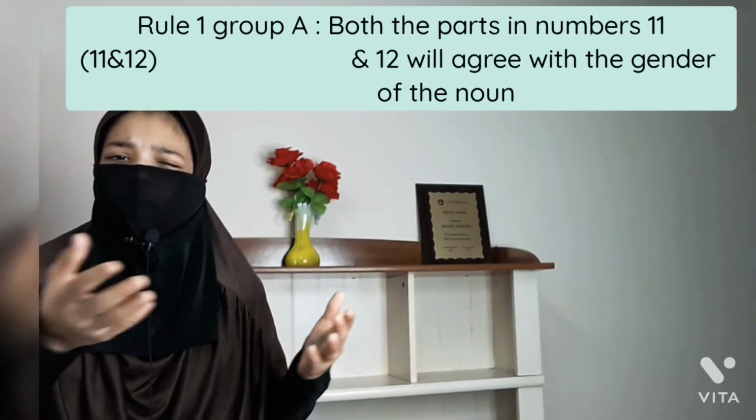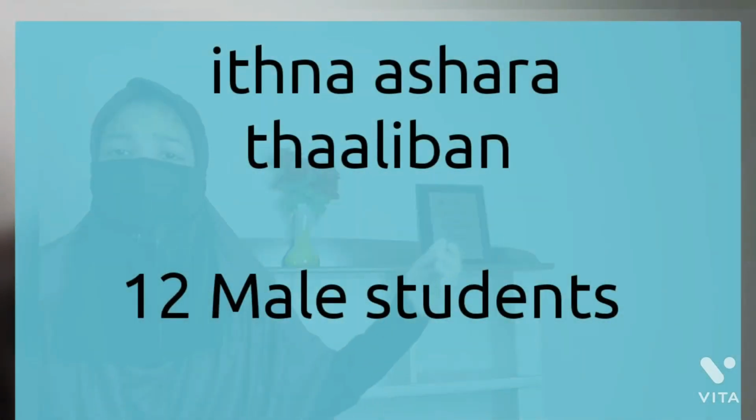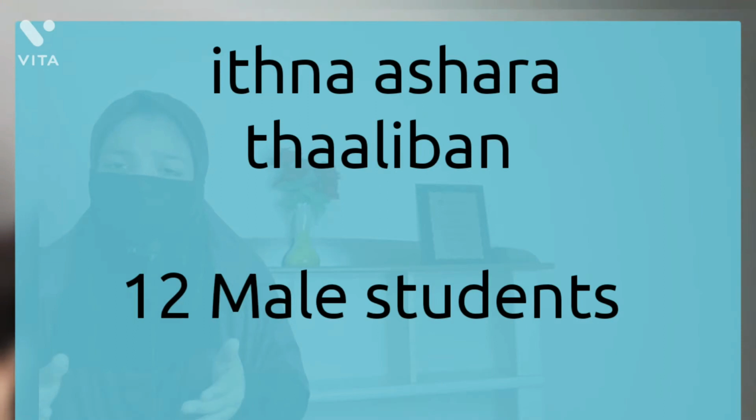Now let me give you another example for better understanding. In case you want to say 12 male students, you need to say ithna ashara taliban, which means 12 male students. Here taliban is in the masculine form, ithna is also in the masculine form, and ashara is also in the masculine form. So we come to a conclusion that both parts in the numbers 11 and 12 agree with the gender of the noun.